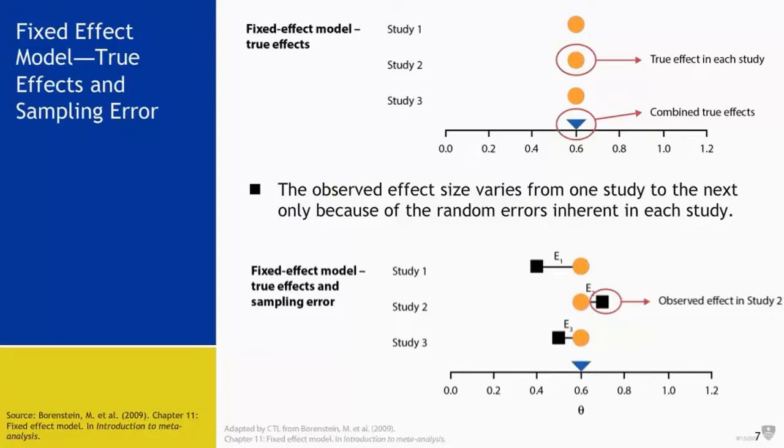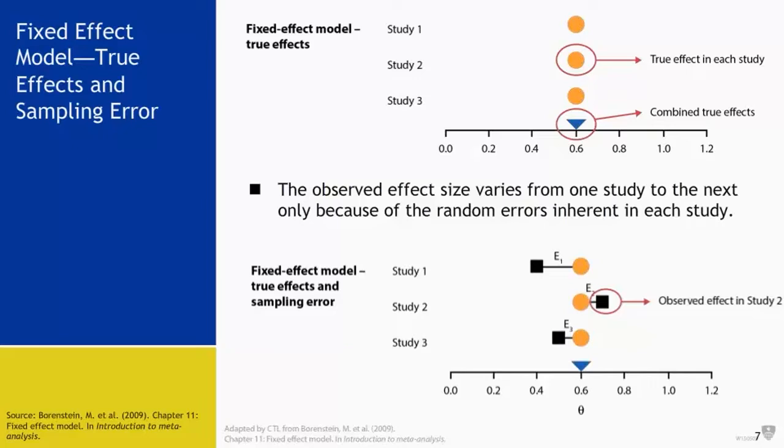And under that model, the fixed effect model, we assume that there's only one source of variation, which is the random errors inherent in each study. If you look at the second figure on the plot, where we have the black square to represent the observed effect size from each study. So here, that's what you actually have from your study.